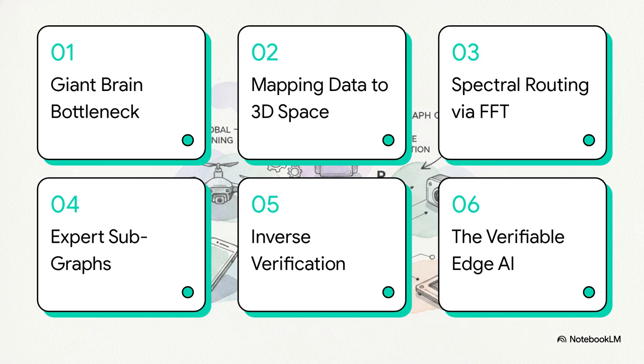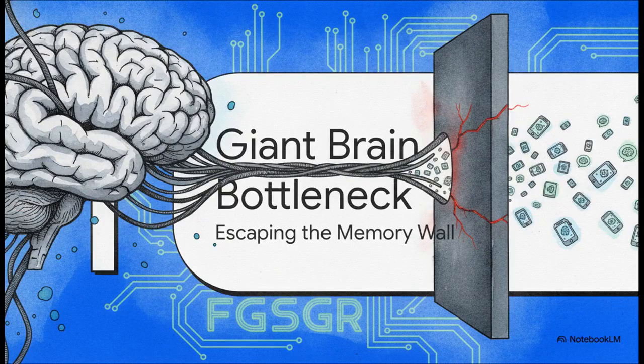1. The giant brain bottleneck. 2. Mapping data to 3D space. 3. Spectral routing via FFT. 4. Navigating expert subgraphs. 5. Inverse spatial projection verification. And finally, 6. The verifiable edge AI.